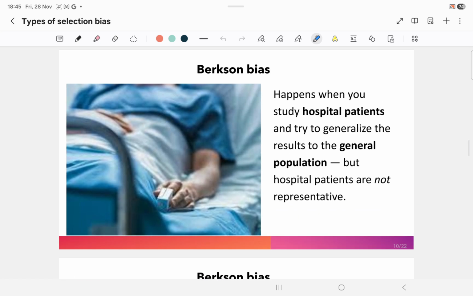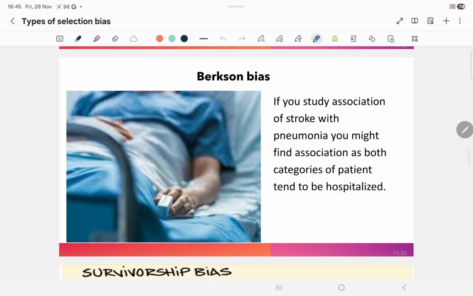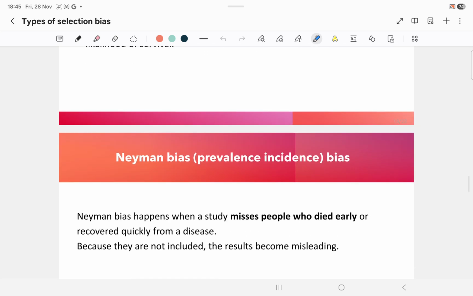Okay. So this happens when you study hospital patients, and you will find a lot of associations which are not actually there. So Berksonian bias, you will always see if the patient is hospitalized, if they are talking about hospitalized patients. Now we will discuss Neyman bias.